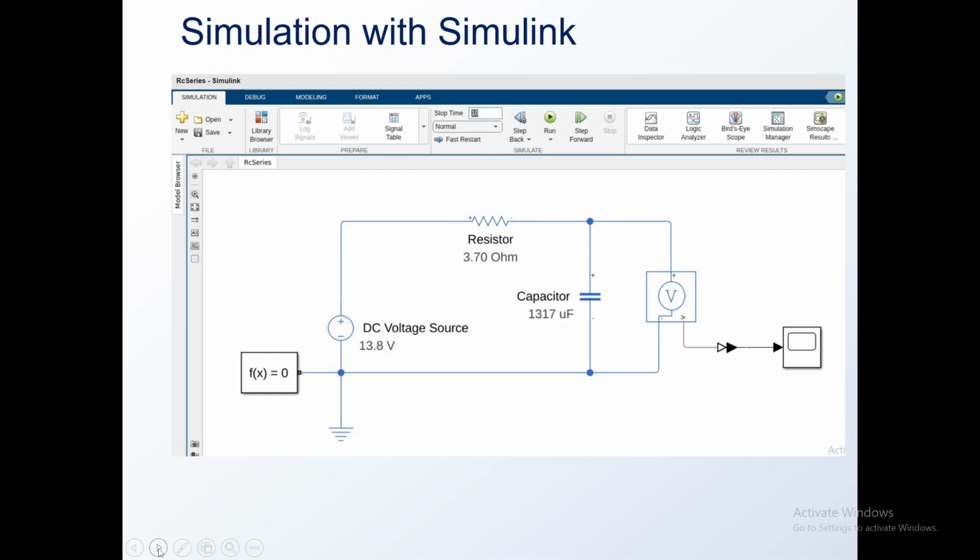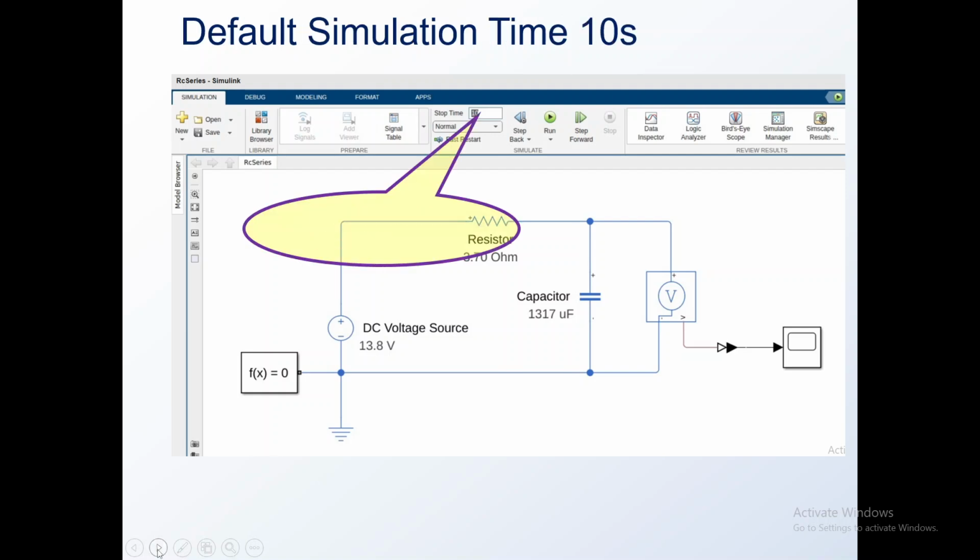And the default time for the simulation is 10 seconds. Whenever we start any new simulation in Simulink, time gets set to 10 seconds. So we will make this circuit in Simulink and now we will run the simulation and we will observe the result. So these are the results after the simulation.